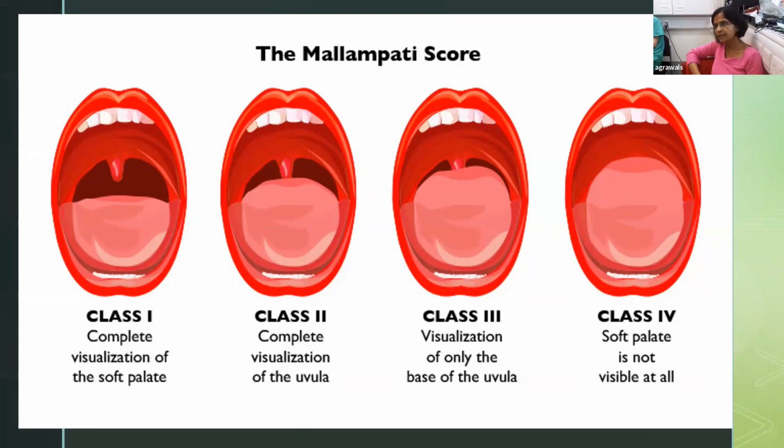This is what the anesthetists use in terms of trying to identify airway difficulties, but they're doing this in an elective domain, and they're using what is called a Mallampati score, essentially asking the patient to open their mouth wide. If they can see everything, including the soft palate, it's class 1, so straightforward, simple airway. Class 2 is complete visualization of the uvula, but they can't see the soft palate completely. 3 is only the base of the uvula, and in 4, they don't see the soft palate at all.